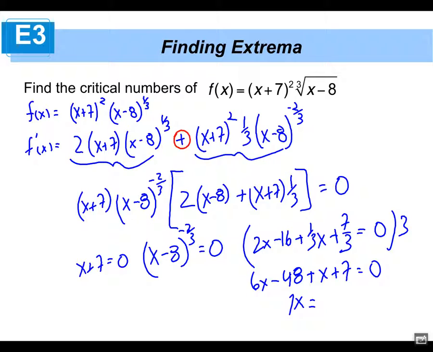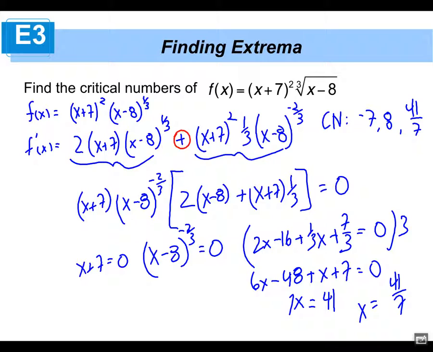What do we got here? That's negative 41, so x, I hope I did this right, is 41/7. Okay, so my critical numbers then become, did I screw up somewhere? No, never mind. Wait. 7, No. 40. Yeah, you're good. I'm thinking out loud. Okay, all right, so my critical numbers then are negative 7, 8, and 41/7.